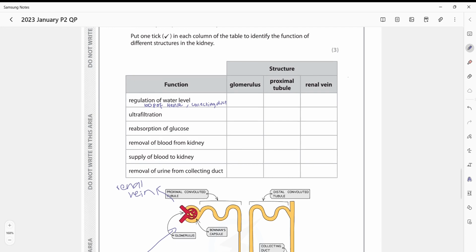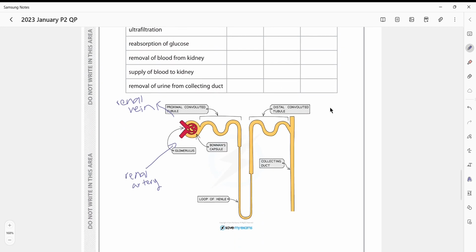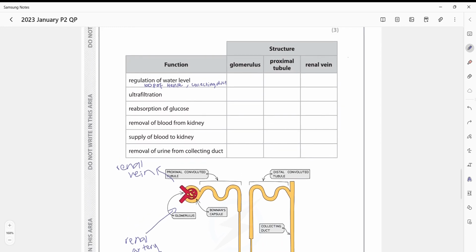So none of this would apply, and your loop of Henle is this part here, and your collecting duct is this part here. The next part is ultrafiltration, so that applies to the glomerulus. So ultrafiltration, like I mentioned, is when the smaller substances get pushed out from the glomerulus to the Bowman's capsule due to high blood pressure.